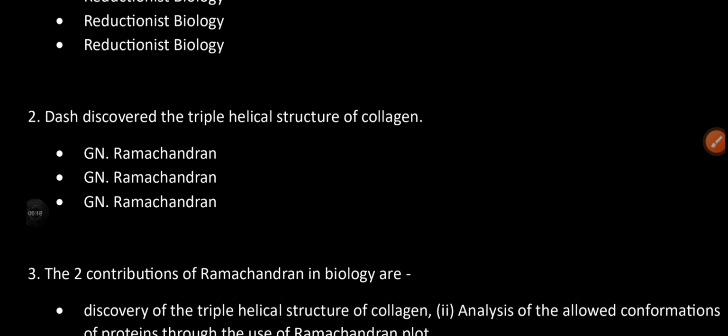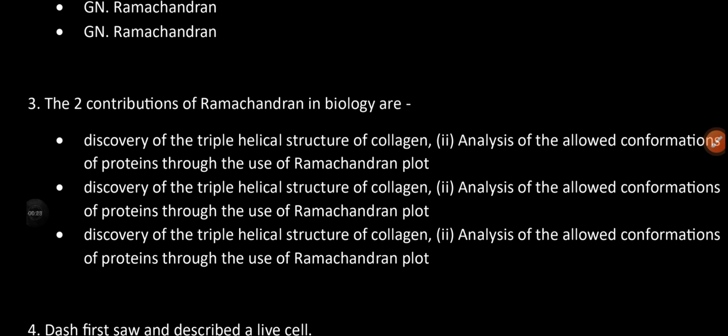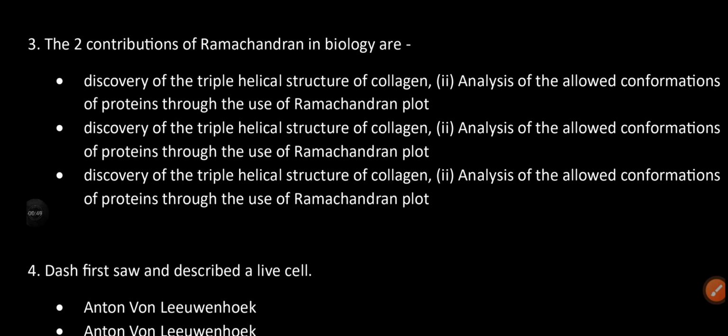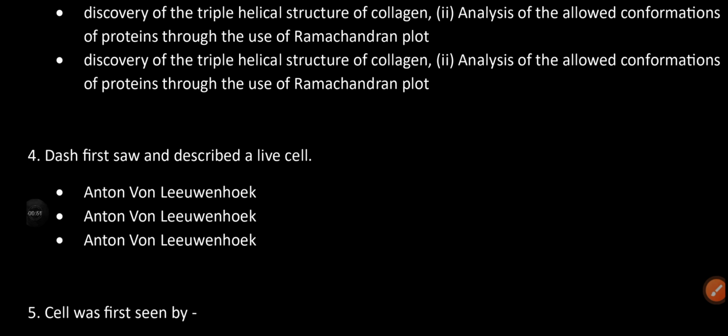G.N. Ramachandran. The two contributions of Ramachandran in biology are the discovery of the triple helical structure of collagen, and analysis of the allowed conformations of proteins through the use of the Ramachandran plot.